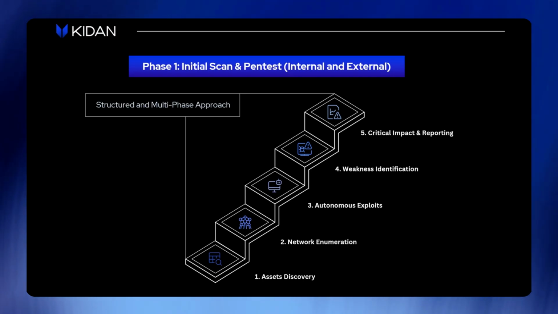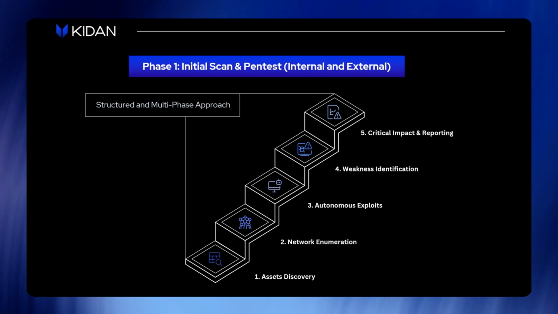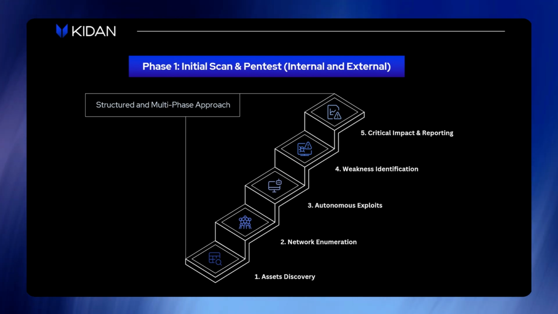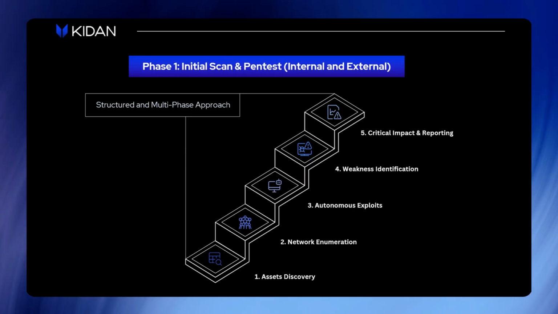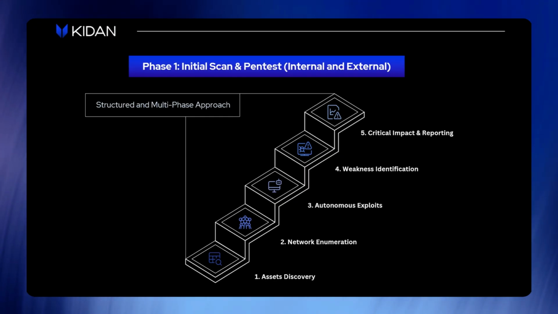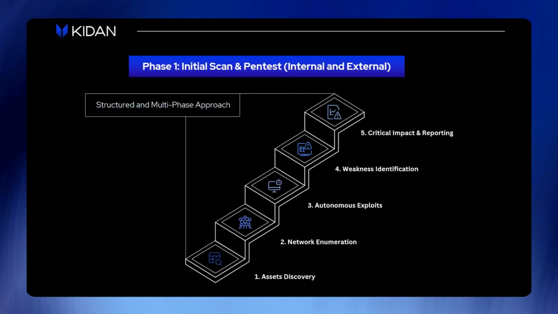Then we move to network enumeration, which is after basically discovering all of these assets, we enumerate the network and services to identify potential vulnerabilities and CVEs. This includes open ports, service versions, exposed protocols, misconfigurations, outdated software, weak authentication points, and vulnerable components.